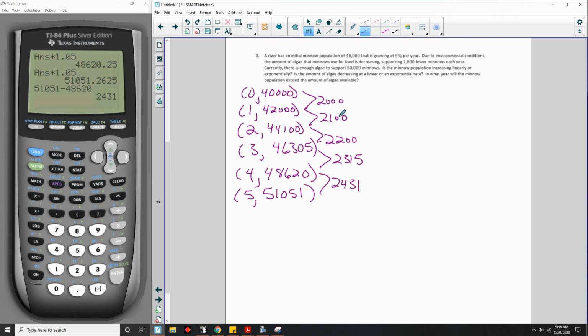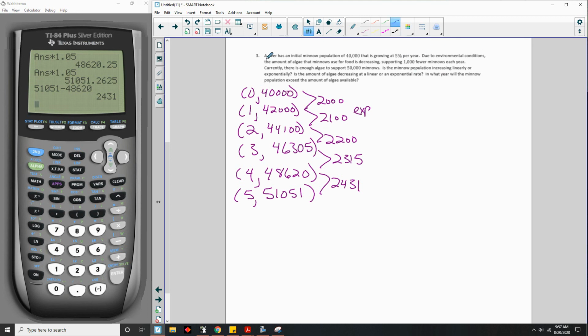So as you can see, this is changing by more every year, so that's exponential. So we're going to say that is an exponential growth with our rate of change being 1.05. Our rate of change is a quotient, not constant. And now let's look at the other.